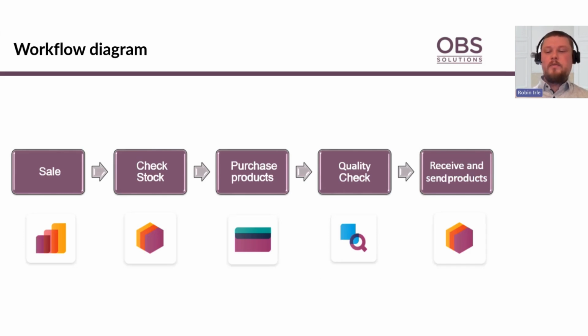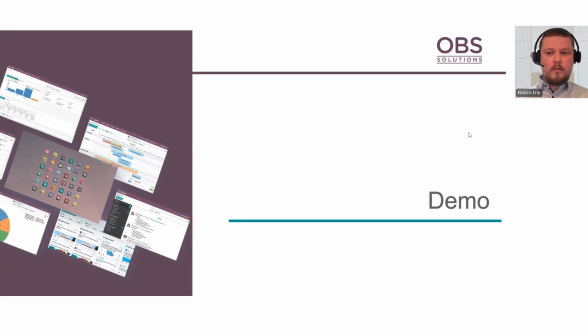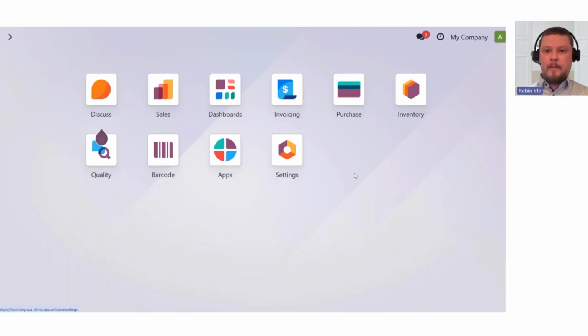In order to go through this workflow, I have set up the following scenario in the system. First, we're going to trigger a sales order. So we're going to sell products to our clients. For this, we then check our stock. And then we're going to realize that we don't have it on hand. So we need to purchase this. Before we receive the product, there will be a quality check just to make sure that the stock we ordered is fine and compliant with our standards. And then we're just going to book the product through our inventory and send it to our customer. So let's jump into the demo system.